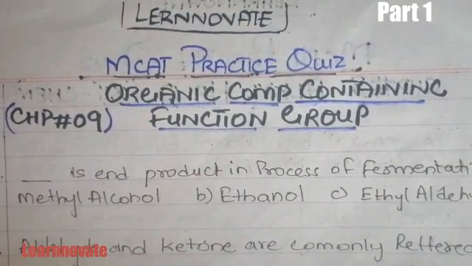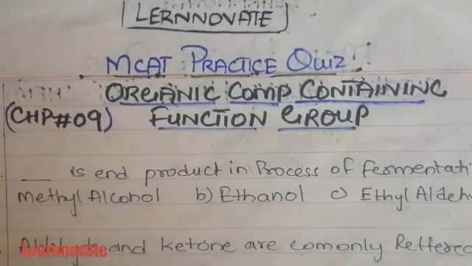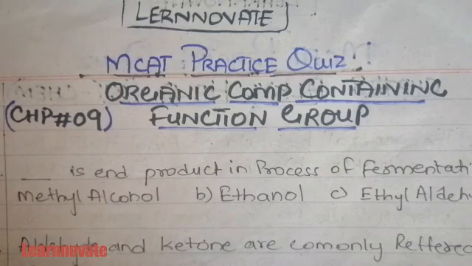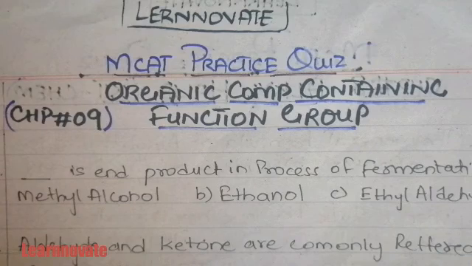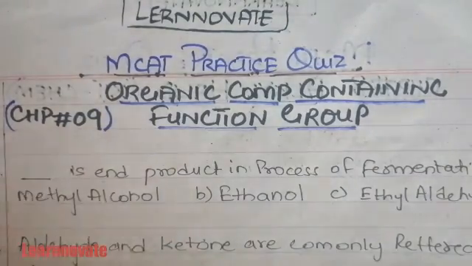In this video we are going to discuss the MCAT practice session, including chapter number 9, that is organic compounds containing functional groups. In this video we will discuss the questions with you guys, and after that we will cover the answer key with the reasons. So, starting from the first question.